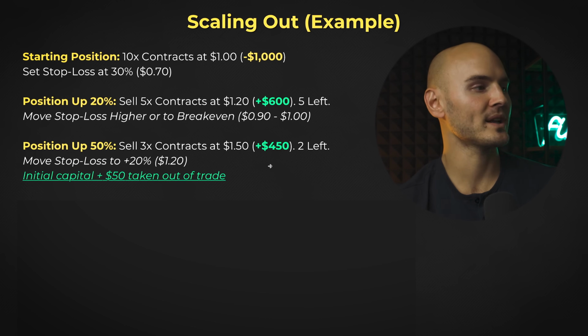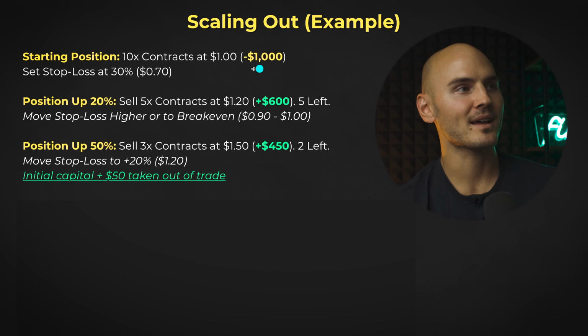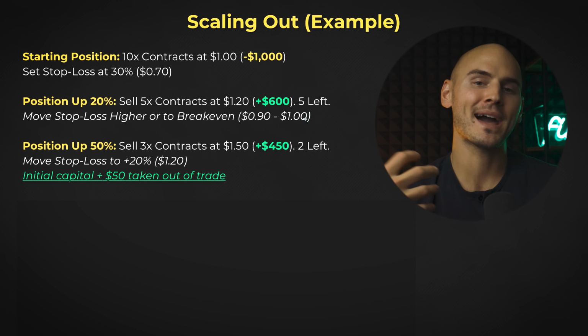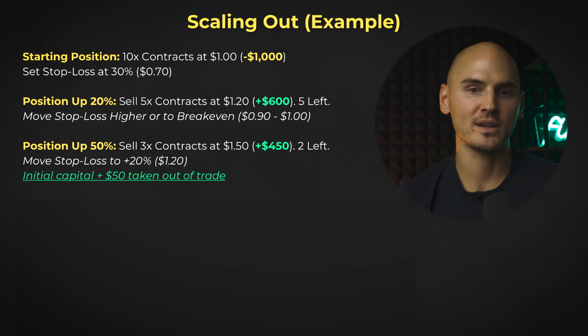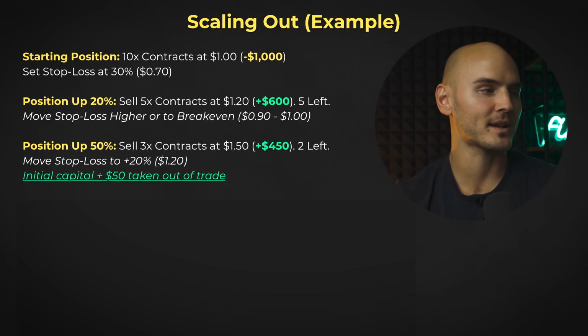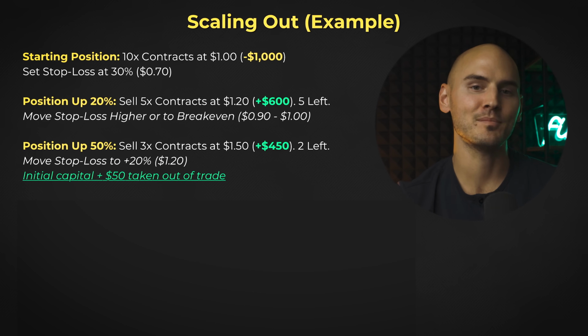Also of note at this point is that we've taken all of our initial capital out of the trade plus $50 in profits. So initially we paid $1,000 for these 10 contracts. And after these 2 scale outs, we've taken $1,050 back into our account, which means we've de-risked the trade completely and put an additional $50 in our pocket. And we've also moved the stop loss up to $1.20. So if we do sell these other contracts for $1.20, we'll take another $40 in P&L on this trade.